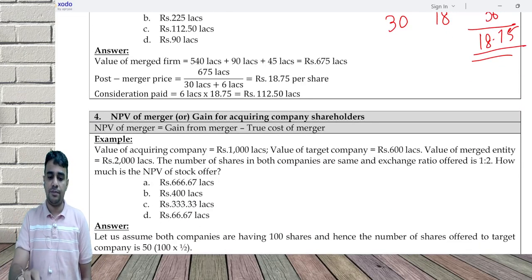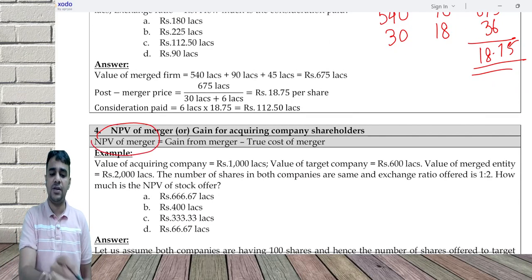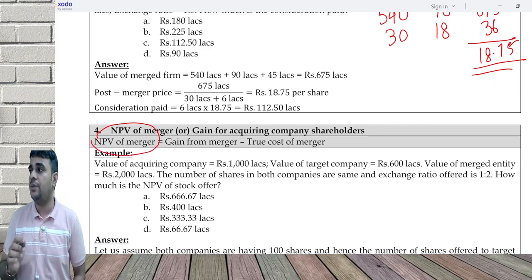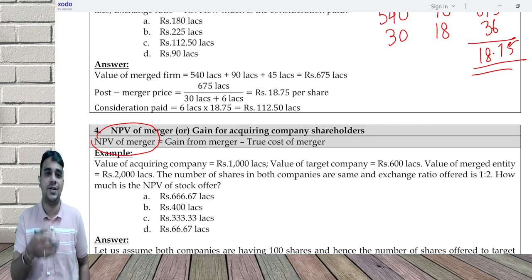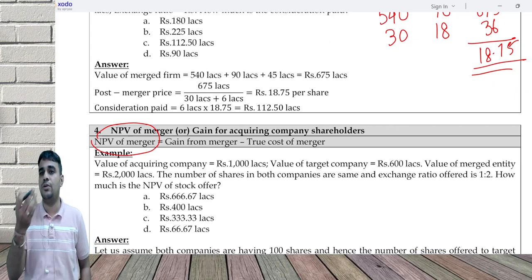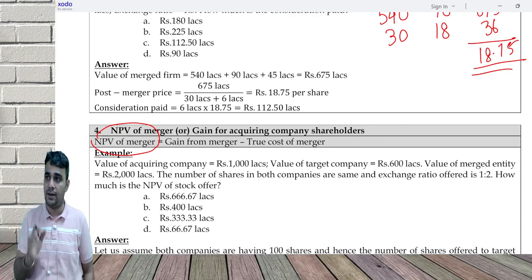As I have talked about, the NPV of the merger is whatever is the gain from merger. From there, you subtract the true cost of merger. This could be through cash consideration. This could be through stock consideration. Doesn't really matter. Any doubts on this?